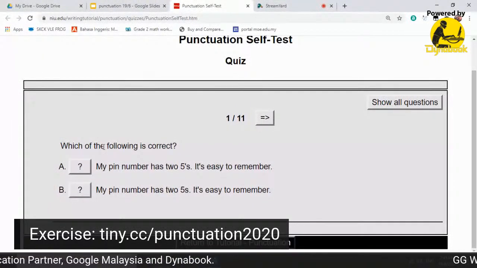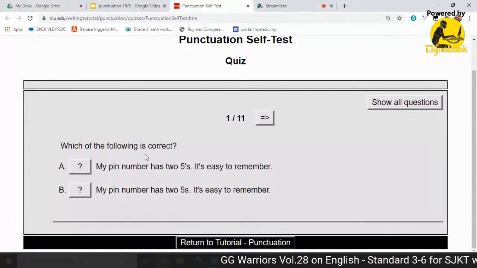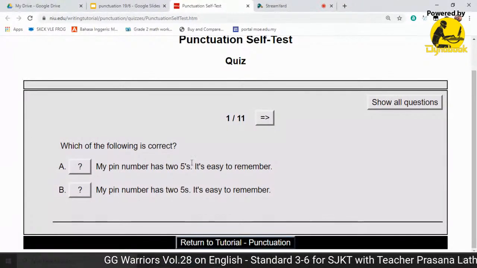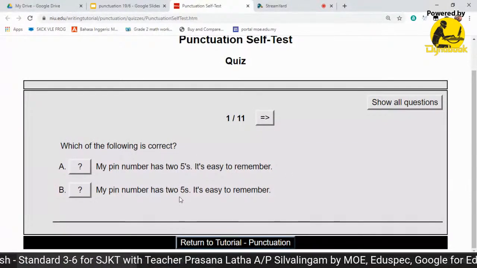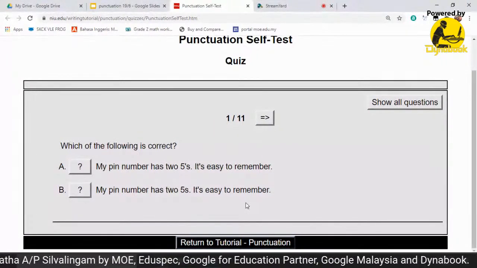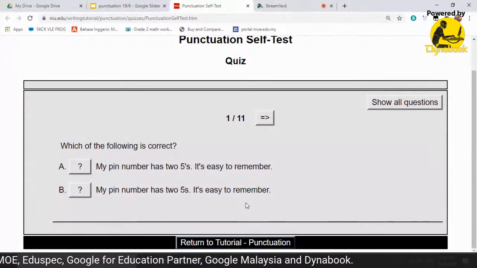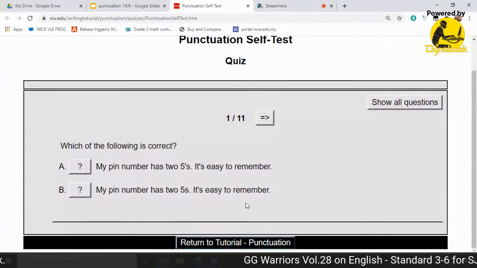Which of the following is correct? A: My PIN number has 2 5's, it's easy to remember. Or B: My PIN number has 2 5s, it's easy to remember. What is the answer? A or B? Okay, this is a quiz that we're going to be discussing.